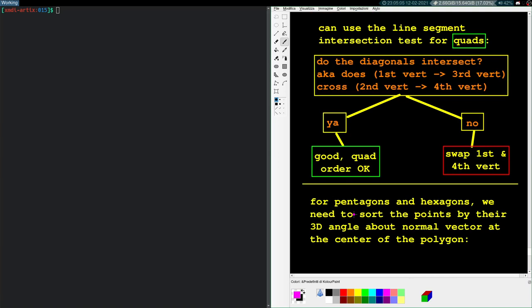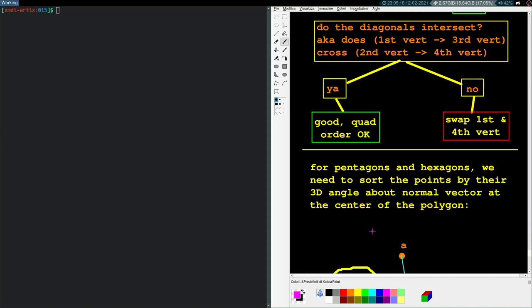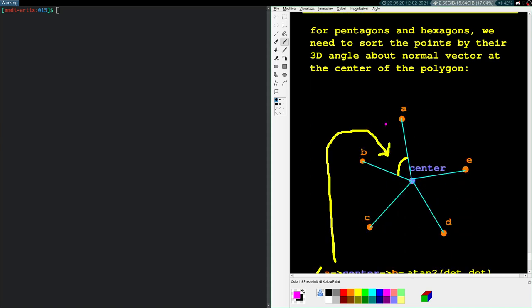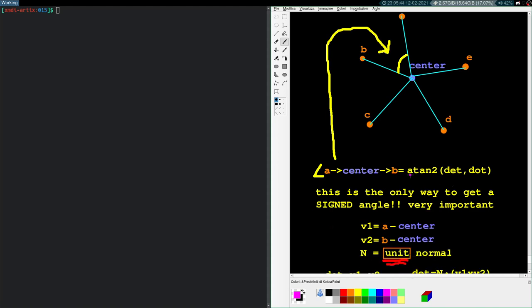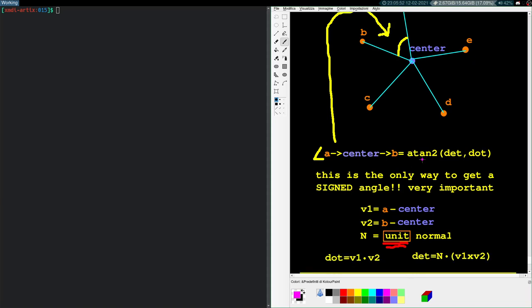Unfortunately, for pentagons and hexagons, you have to sort their points by the 3D angle about a normal vector at the center of that polygon. That's the simplest way to understand how this works. So let's say you had a pentagon like this. You have a center point that you could compute as the average of these five points. And then you compute the angle from this line here, A to center, of everything else. So A center B, A center C, A center D, A center E. Compute all those angles. And you compute those in a very simple way. We did this in one of the first videos. And it's simple, but almost no one knows this. Because when people talk about angles, they don't care about negatives. But when it comes to this computational geometry stuff, we really care about negatives a lot.